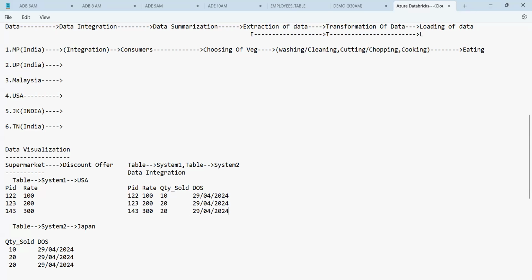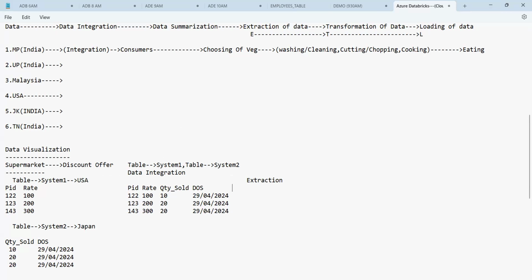Okay. Now that data integration is done. Next one is the data summarization process. To find out the net sales amount, I want only the overall net sales, not the product wise net sales. Whenever you want to find out the net sales amount, out of all these, we will shortlist the data. We perform the process of extraction.